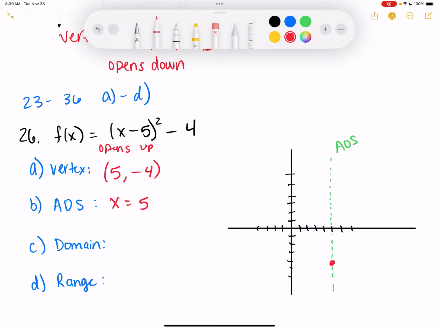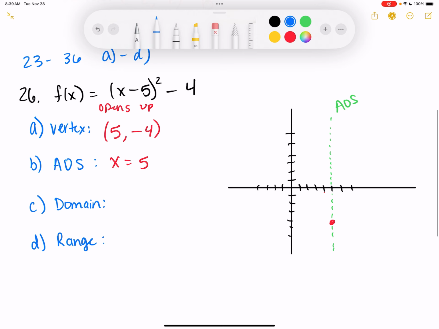So I would pick 0, I like to pick 0 because it's an easy one. But if I put in 0, that's going to end up giving me 5 squared is 25. So that's going to be crazy, so I'm not going to pick that. I would pick something that's 1 away from your axis of symmetry, so I would either pick 4 or 6. It doesn't really matter.